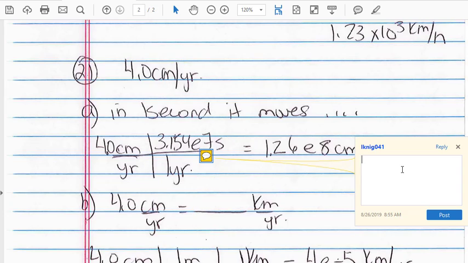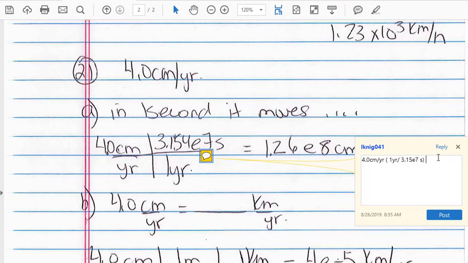Okay. So this should be 4.0 centimeters per year times 1 year over 3.15 e to the 7 seconds. Okay, so I should have flipped that around, and I hope you guys see why, because I want the seconds on the bottom and I want the years to cancel out. So right now, the way it looks is like I want to get years squared.